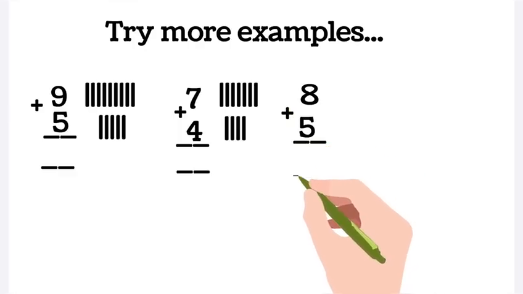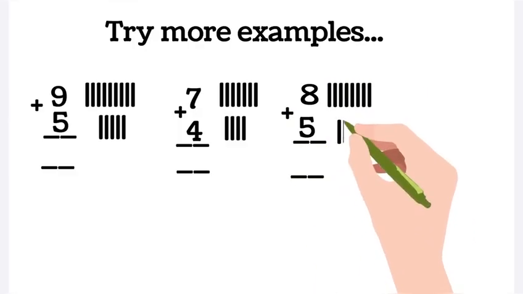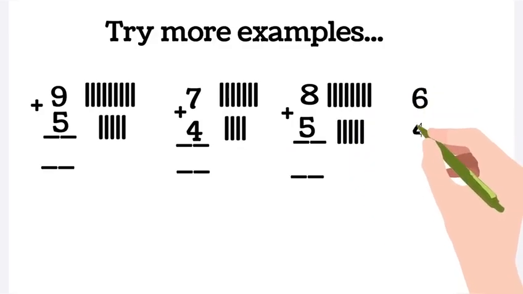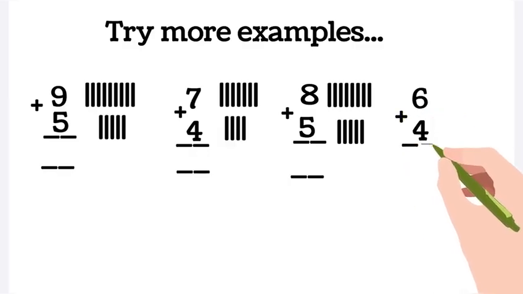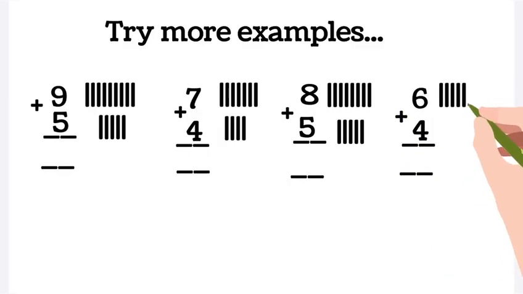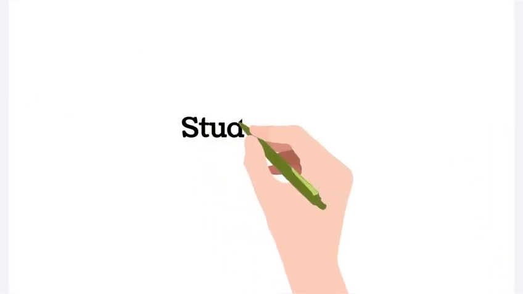And the last example which we are going to take is adding numbers 6 and 4. So apply the same method to add all these numbers. Draw lines for every number and simply count them to get your answer.